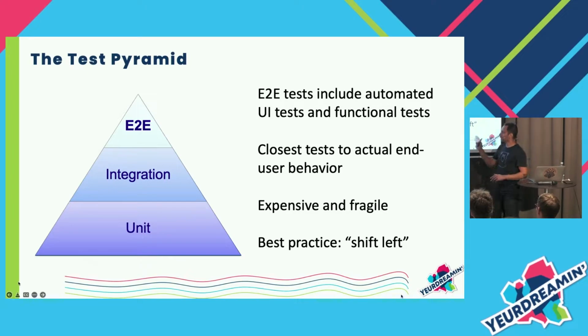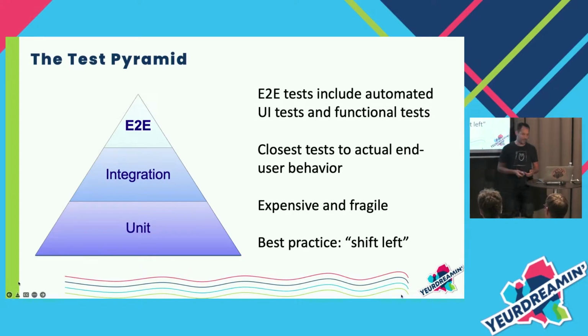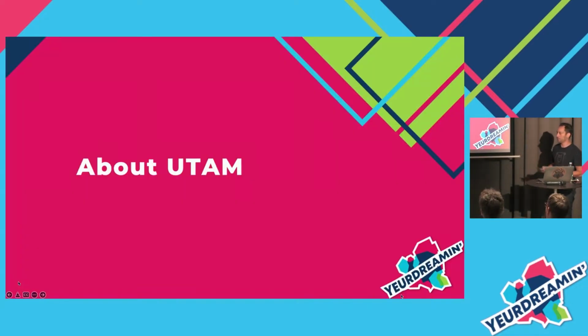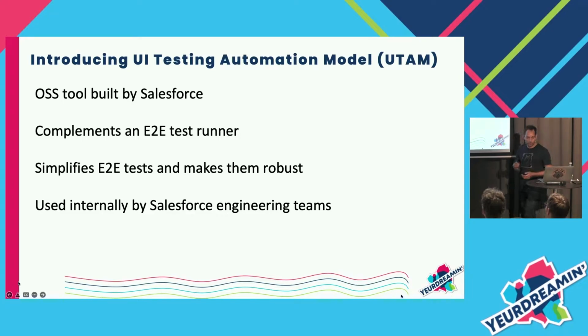Now we're going to really focus today on end-to-end testing. And as I mentioned, it's a bit expensive and fragile. That's the purpose of UTAM, to make things easier on the testers, or on people who are developing those end-to-end tests. And how does it change the game? Well, there are a number of things that UTAM introduced to break a bit the complexity. I mentioned earlier that this is an open source tool built by Salesforce, but I also want to mention that it is something we use internally.